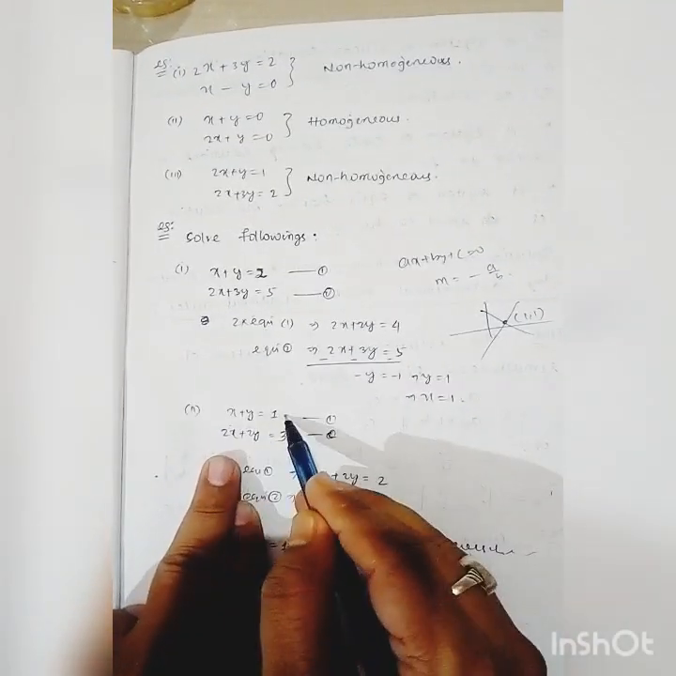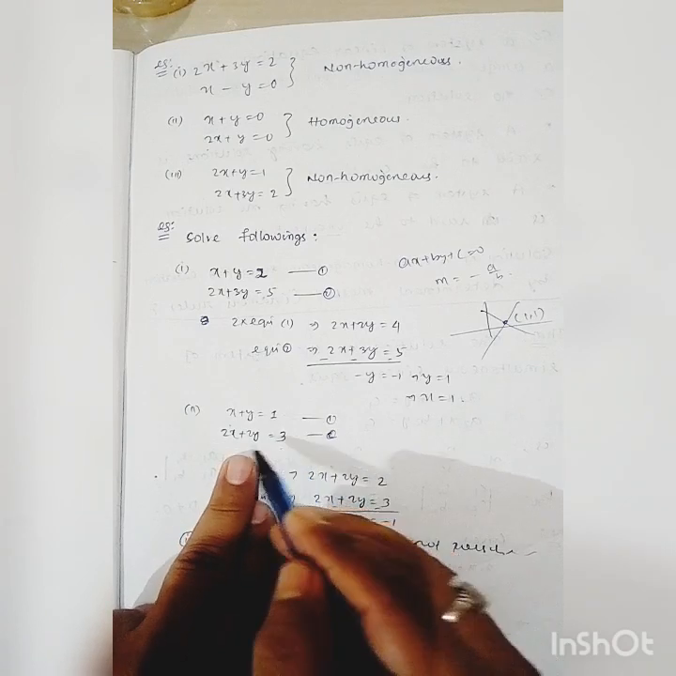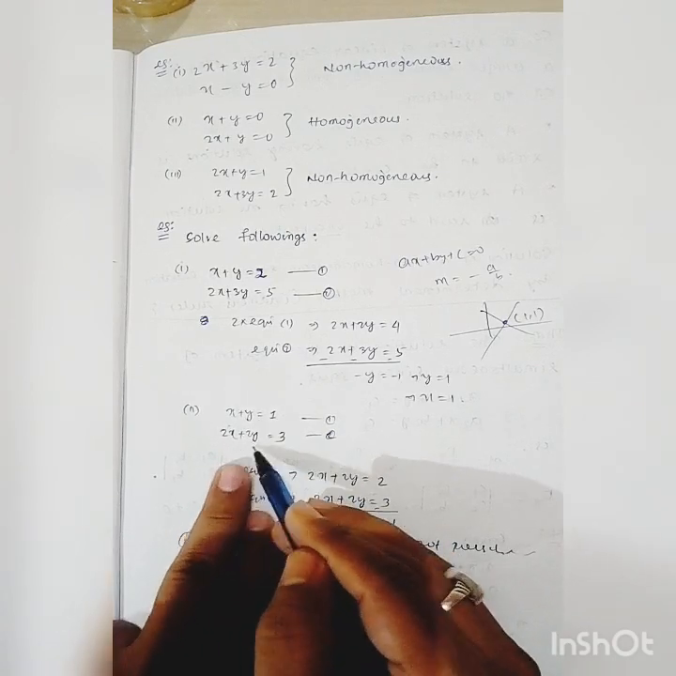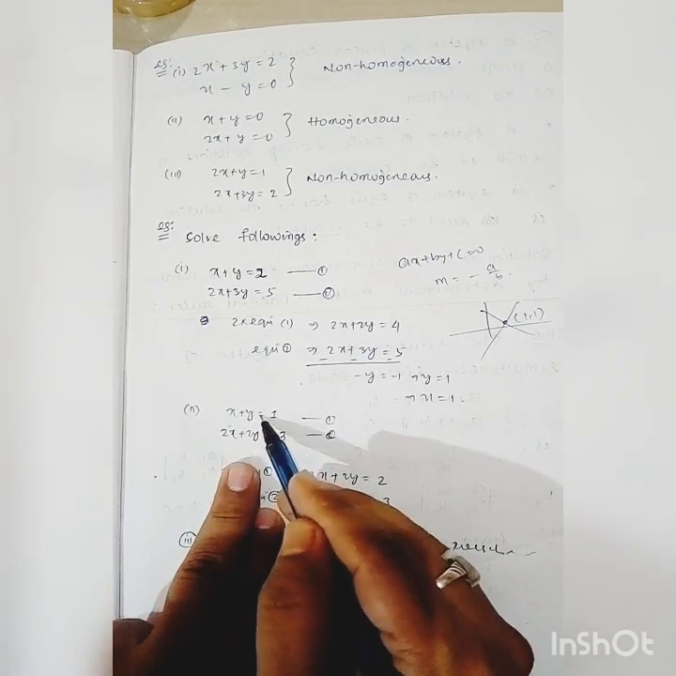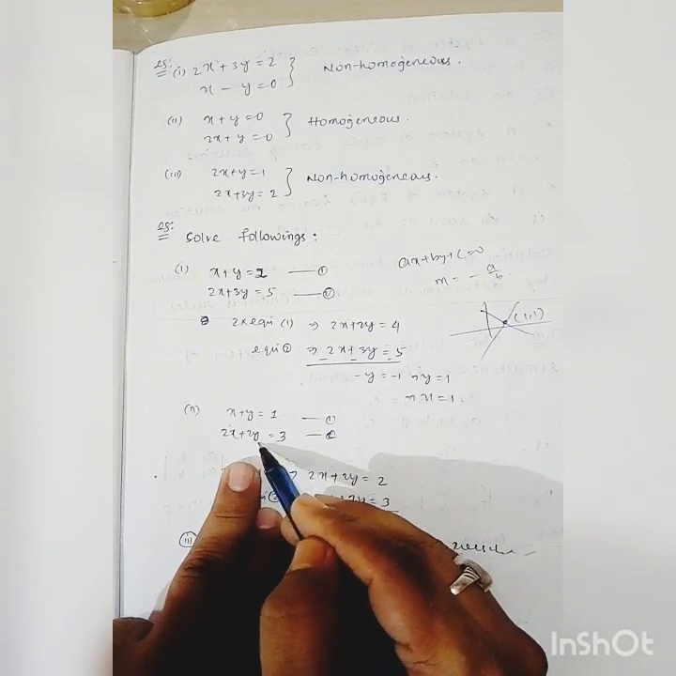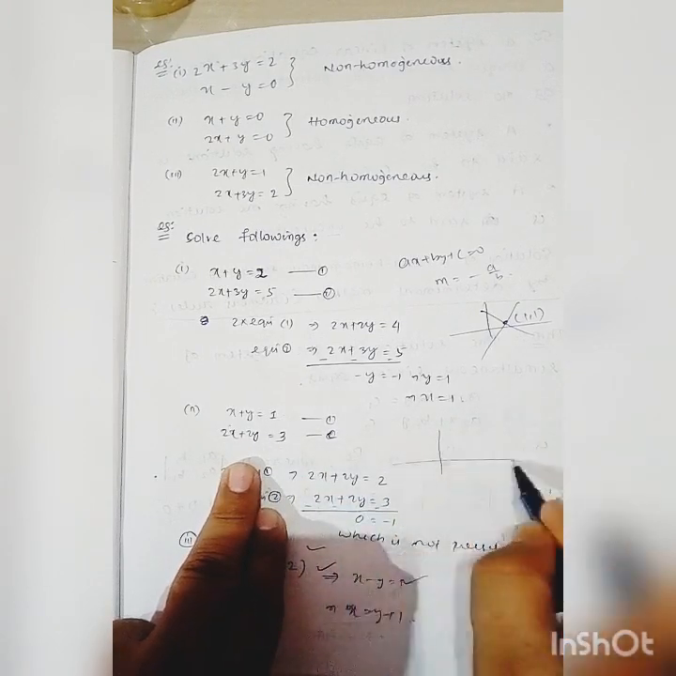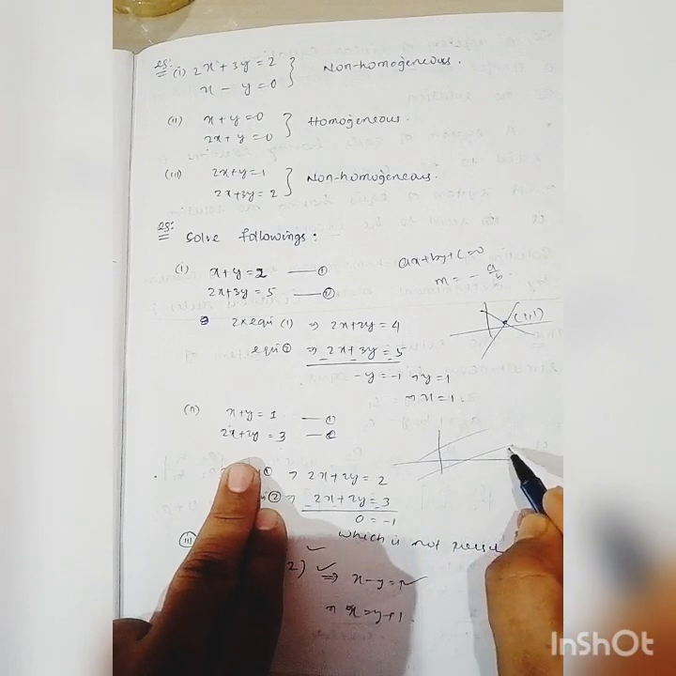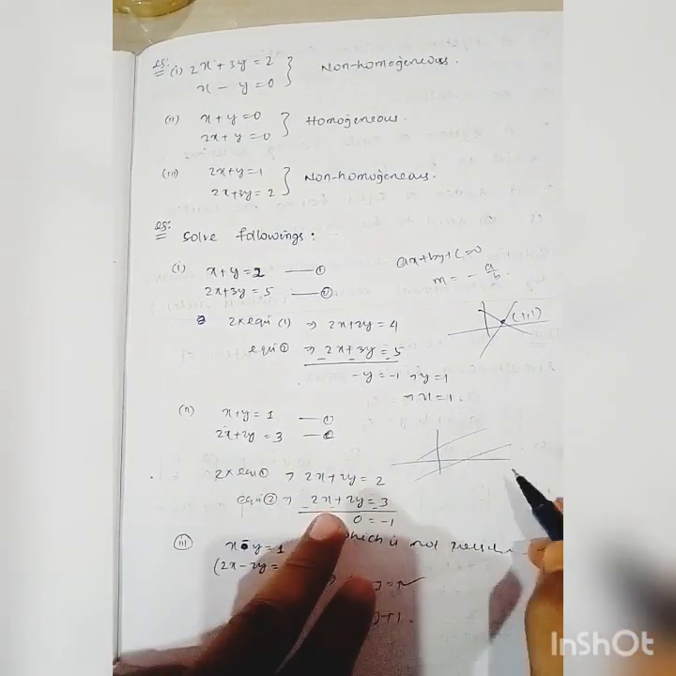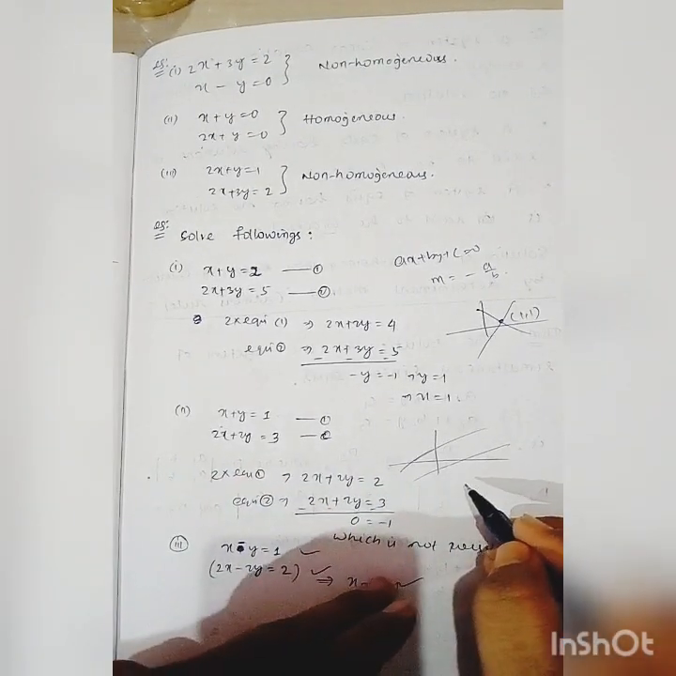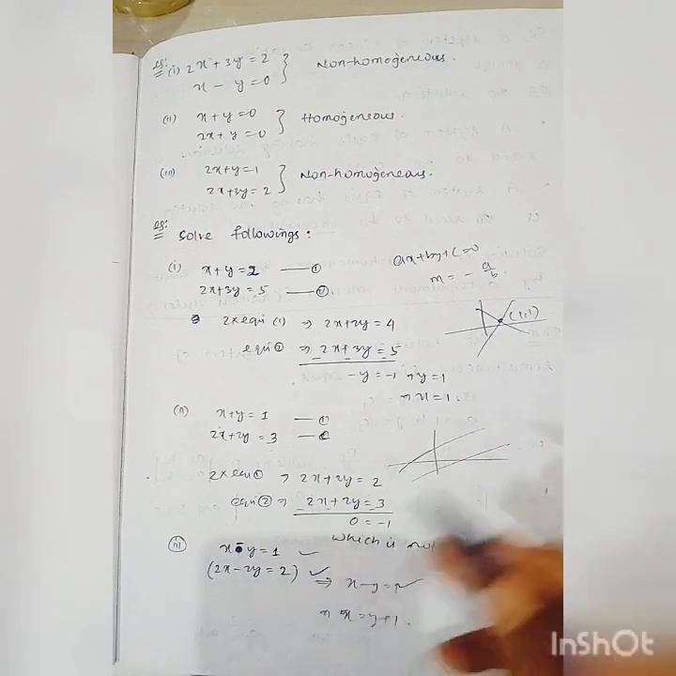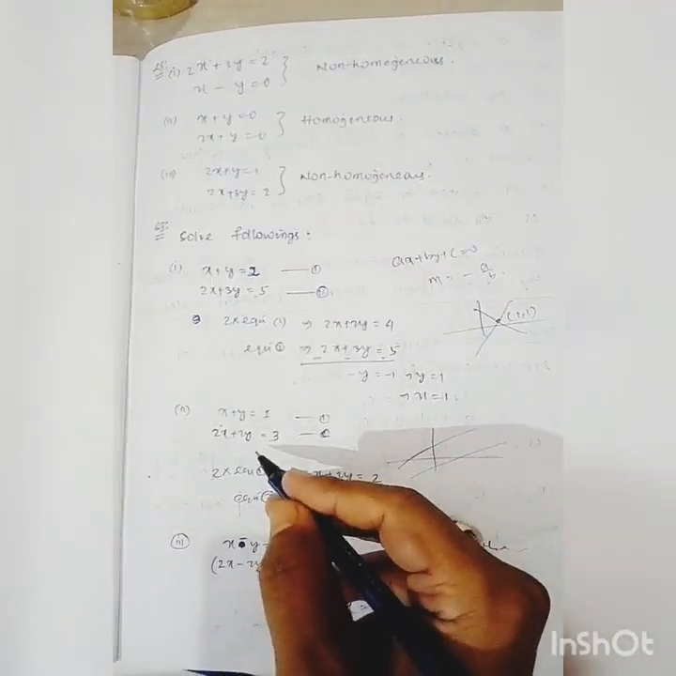Here x + y = 1, 2x + 2y = 3. The slope of this line is -1, and the slope of this line is also -1. This means these two lines are parallel. Two parallel lines intersect at infinity, so there is no intersection point between these two lines. So there is no solution for this system of equations.